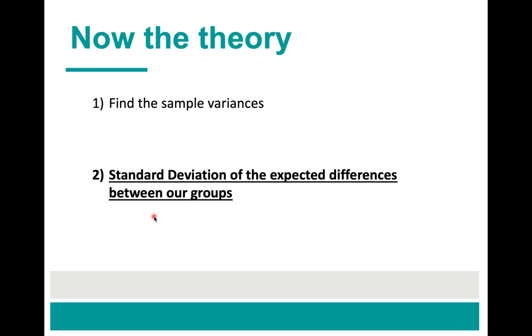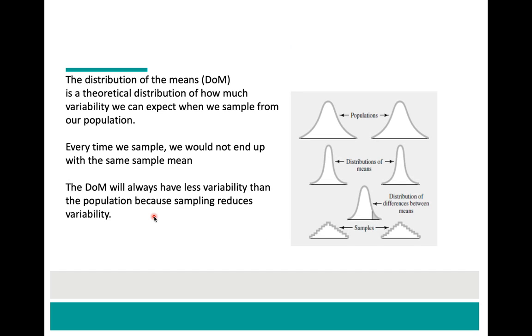Next, finding that denominator using these sample variances. So let's think about this population as the population of people who engage in expressive writing. This population as people who do not engage in expressive writing. And remember, we're measuring their health, right? That's what each of these distributions is, their health.